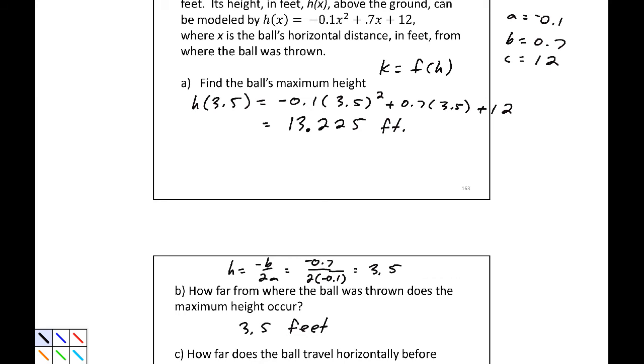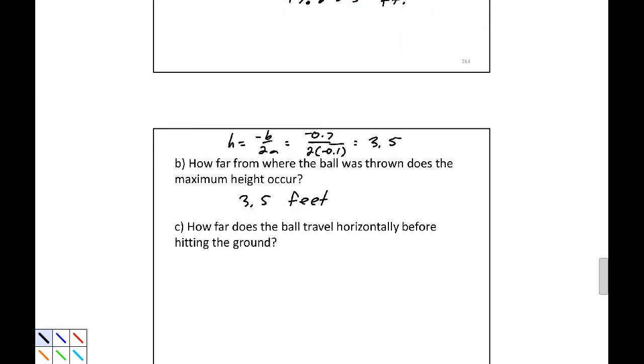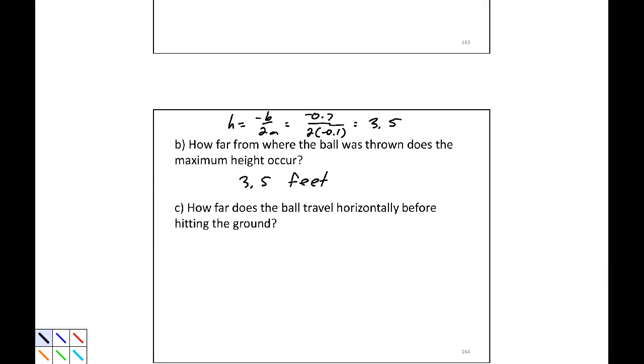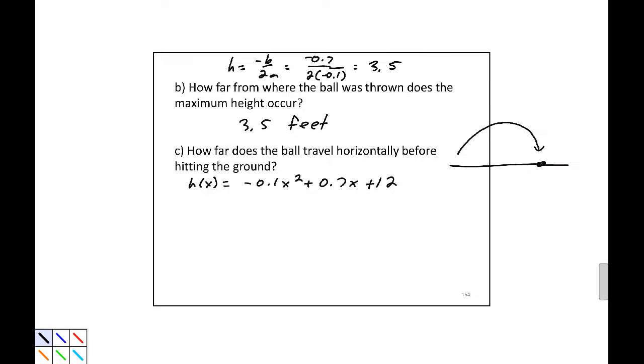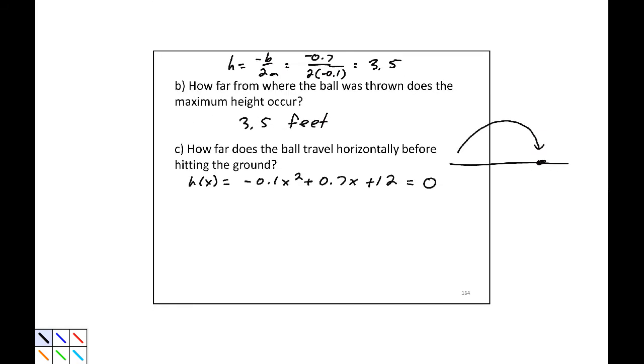Now, our last part of this question says, how far does the ball travel horizontally before it hits the ground? We have to think about this in context. When it hits the ground is the point where we hit the x-axis. In this case, the x-axis is the ground. You've got a ball flying through the air. So let's take our function, negative 0.1 x squared plus 0.7x plus 12, and we want to solve where this is equal to 0.